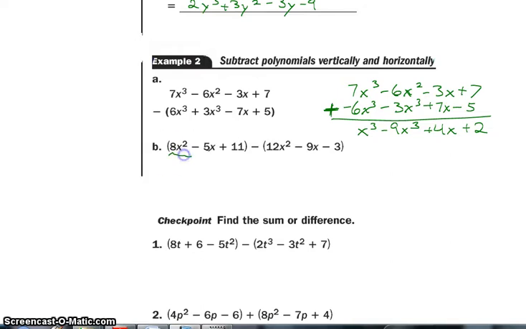I'm going to identify my common terms. And again, I'm going to, in my second one, distribute my negative, so that way I don't have to think about it later. So I'll have negative 4x squared, positive 4x, and 14.